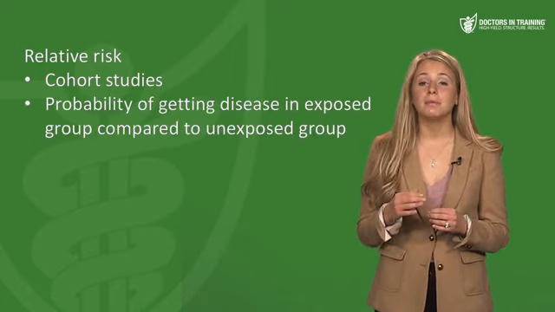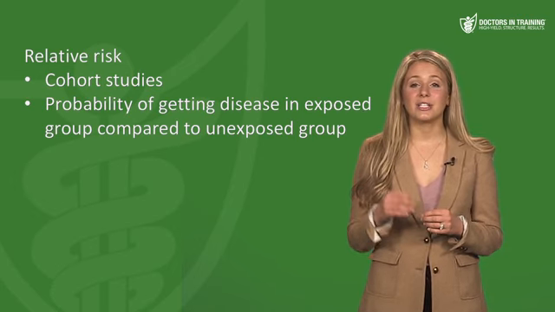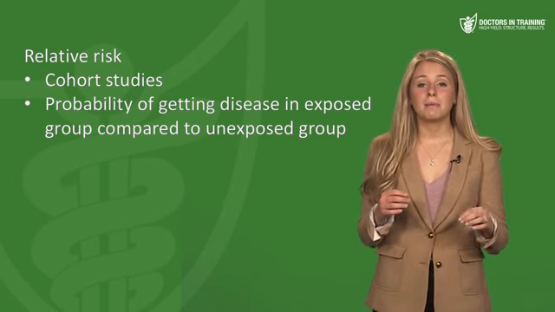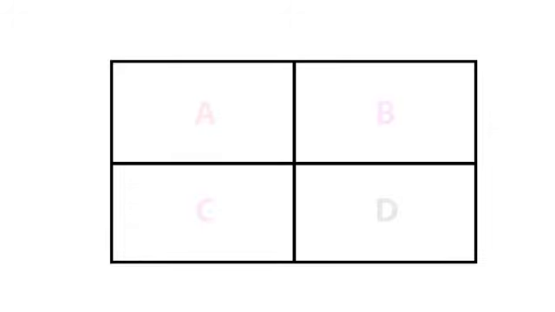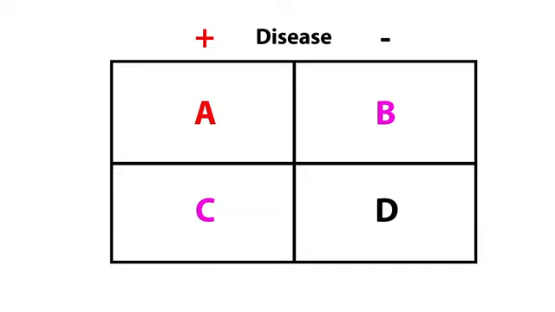Relative risk is the probability of getting a disease in the exposed group compared to the probability of getting that disease in an unexposed group. Let's build another 2x2 table, just like we did for sensitivity and specificity. This is labeled slightly different. We still have disease written on the x-axis, but for the y-axis, instead of looking at a test result, we're now looking at some exposure, some risk factor. This table will help you determine the relationship between the risk factor and the disease outcome.